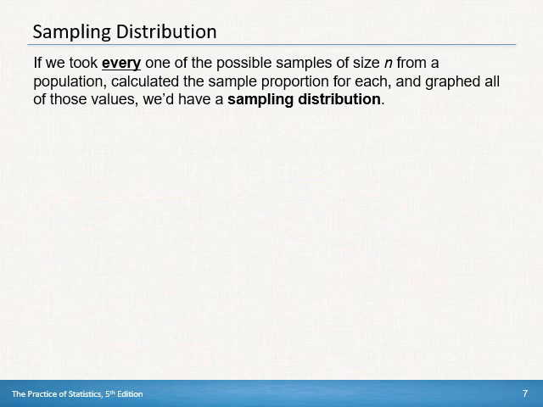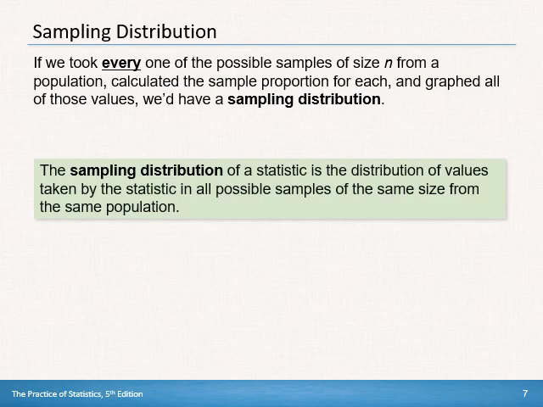All right, so if we took every one of the possible samples of size n from a population and calculated the sample proportion for each, or the sample mean, depending on which statistic we want to talk about, and then graphed all those values, we'd have what's referred to as the sampling distribution. So the sampling distribution is something that's theoretical. We never really sample every possible sample. We never even sample 500. In reality, we would never even sample 77 like we did in class. What we do is we think about what the distribution of all the possible samples would look like. And that distribution is referred to as the sampling distribution.